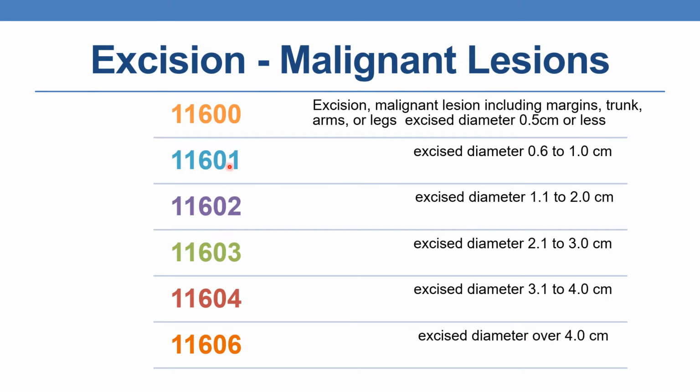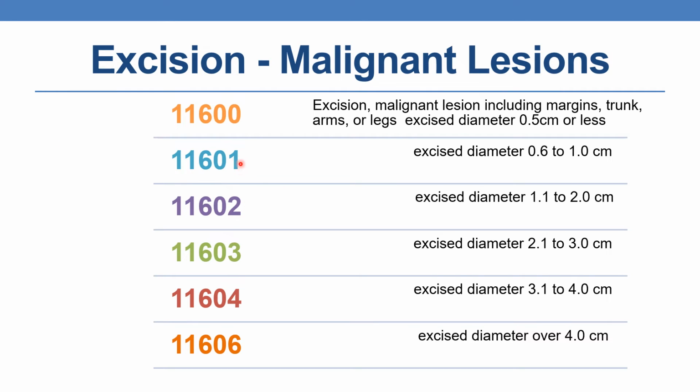The next is 11601. Here the fifth digit is 1. 11601 indicates excised diameter is in the range of 0.6 to 1 centimeter. The next is 11602. Excised diameter is in the range of 1.1 to 2 centimeters. The next is 11603. The excised diameter is in the range of 2.1 to 3 centimeters. The next is 11604. The excised diameter is in the range of 3.1 to 4 centimeters.